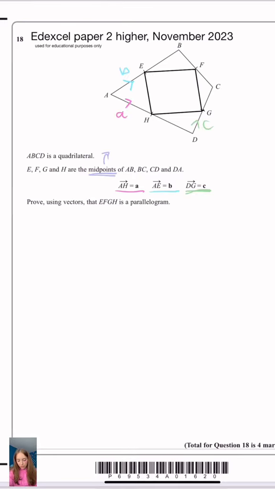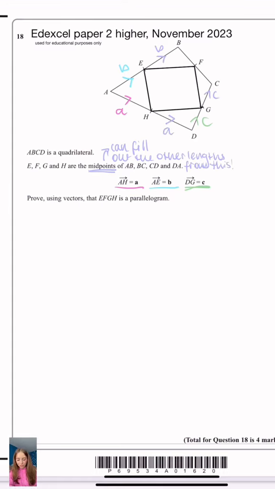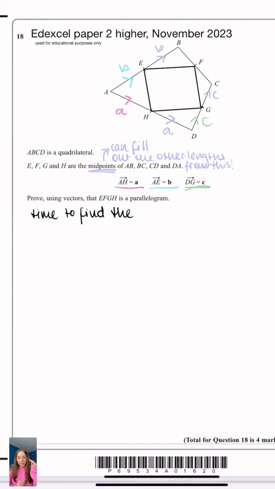And because we're told that the letters are midpoints of the sides, I can fill out the rest of the shape. Now that I'm solving the question, I'm going to find the side EH first. Because it's a vector question, I always recommend writing the routes out that you're going to take, because sometimes it might not be as simple and obvious as you think. So for example, to get from E to H, I can't go directly as I don't know what that is. That's what we're trying to find out. So I'm going to go from E to A and A to H.